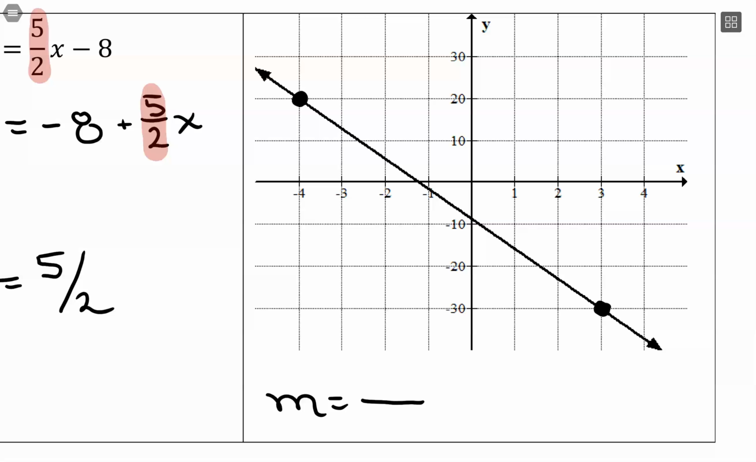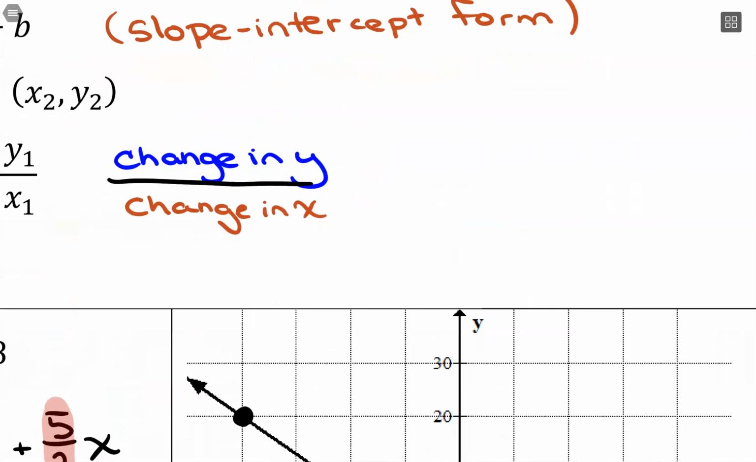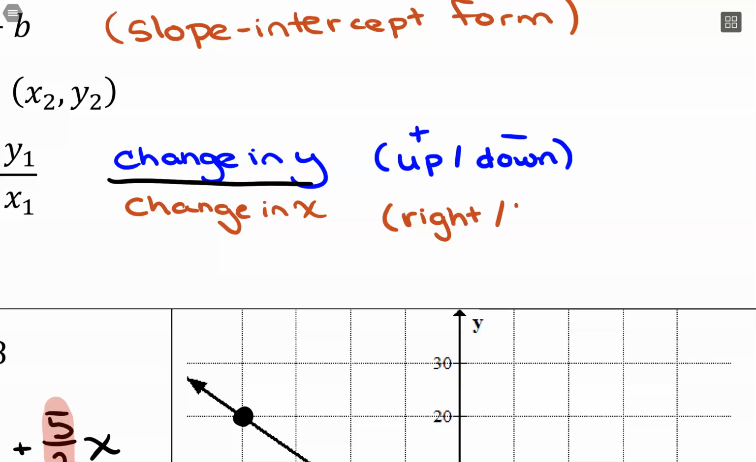Alright, so I want to see how I can get from one point to another with only looking at this kind of idea of up, down, left, right. So change in y changes by going up or down. Moving up is considered positive, moving down is considered negative. For x, we're looking at moving right or left. So horizontally, moving to the right is considered positive, moving to the left is considered negative.